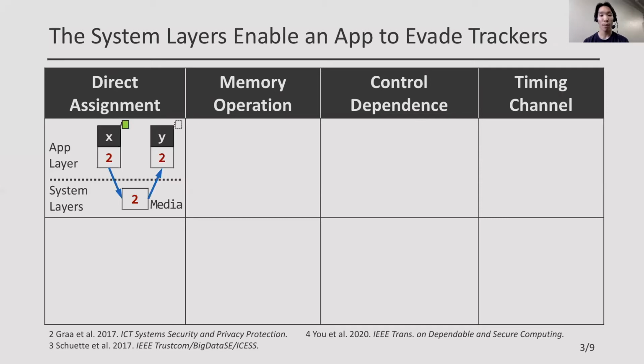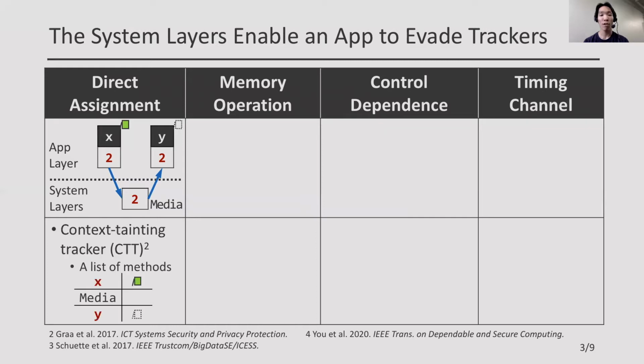First, direct assignment. Direct assignment flows are based on data flows. Data is transferred through media in the system layers. The context tainting tracker, or CTT, utilizes a predefined list of API methods that access the system layers to track such flows. However, it is impractical to list all exploitable API methods, and the tracker will miss flows when unlisted methods are used. The tracker can also increase false positives because it does not consider whether information flows occur.